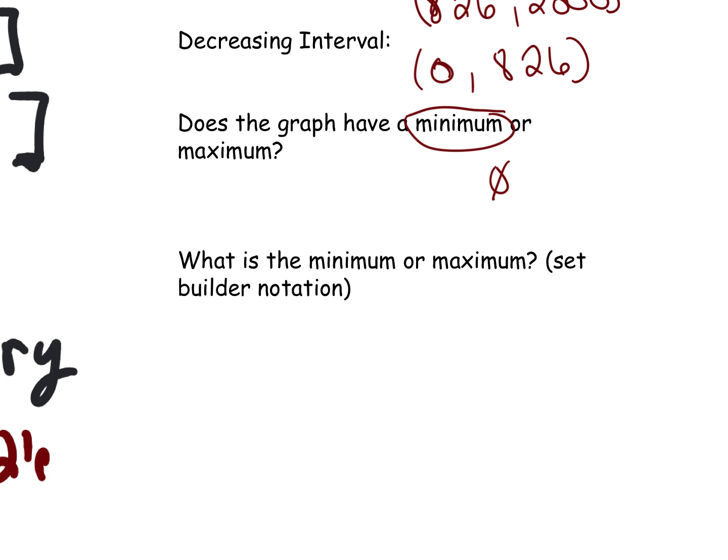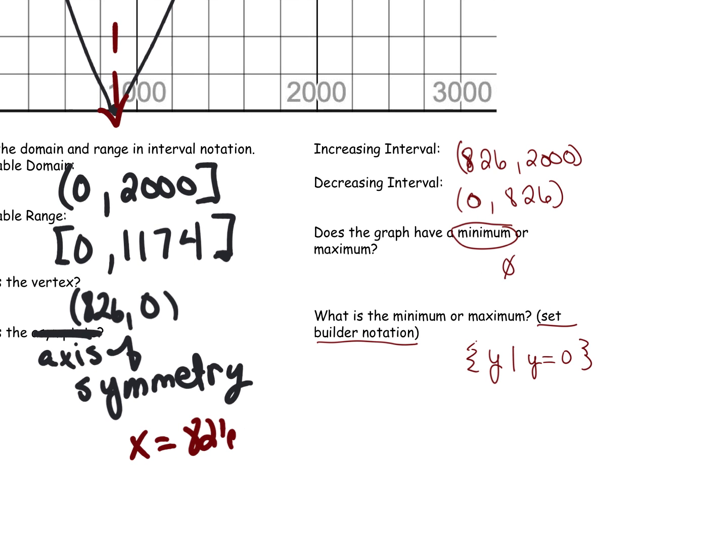Now we're going to write this in set builder notation. So I got squiggly bracket, then what? Y, very good. Y, then what? What does the line mean? Such that? Y such that, now what? Y equals 0, very good. Nicely done. Questions about any of that?